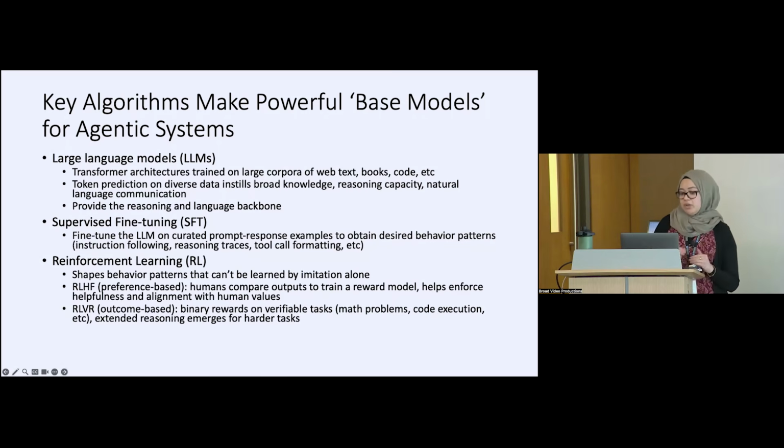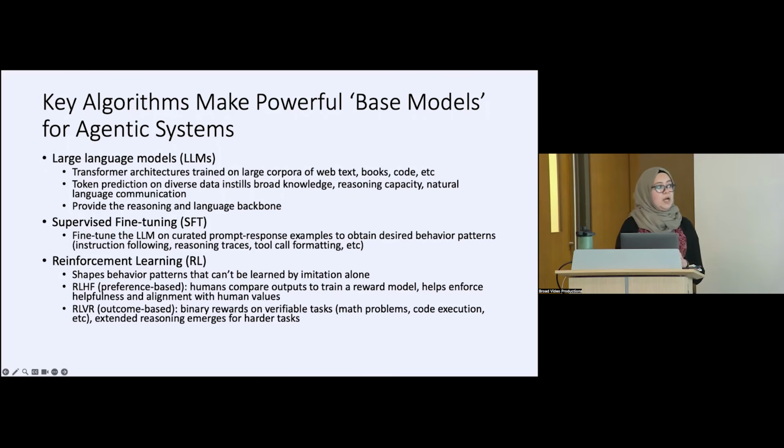And finally, reinforcement learning can be used in order to help shape behavior patterns that are difficult to learn by imitation alone. This may include reinforcement learning from human feedback, where humans can compare outputs and train a reward model that can be used to help update the policy. And this could enforce features like helpfulness and alignment with human values.